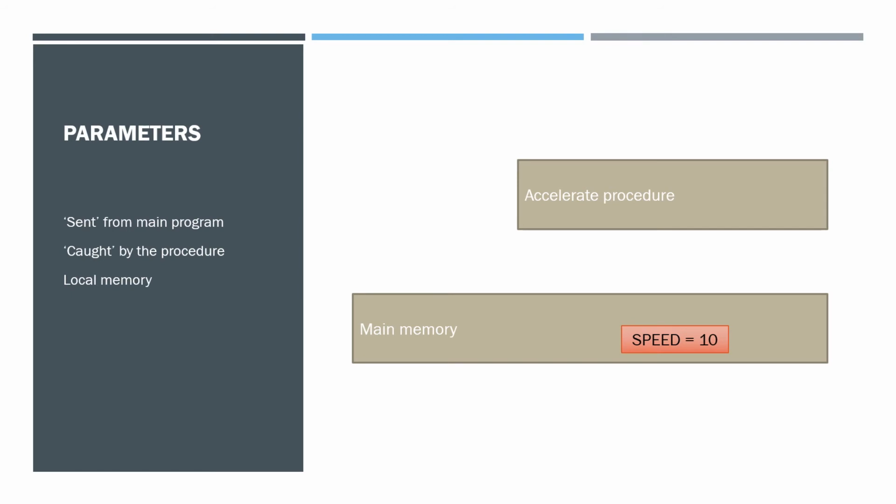An alternative is to use a parameter. I'm just using a single procedure as my example here, the accelerate procedure. So I can send the value of speed from my main program up to the accelerate procedure, where it is caught by the procedure and can be used within the procedure.